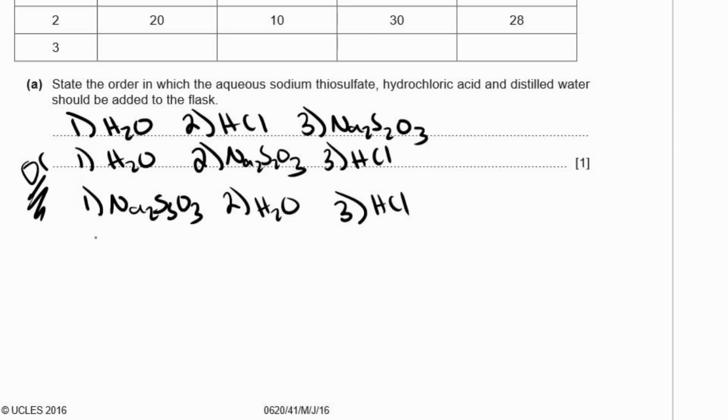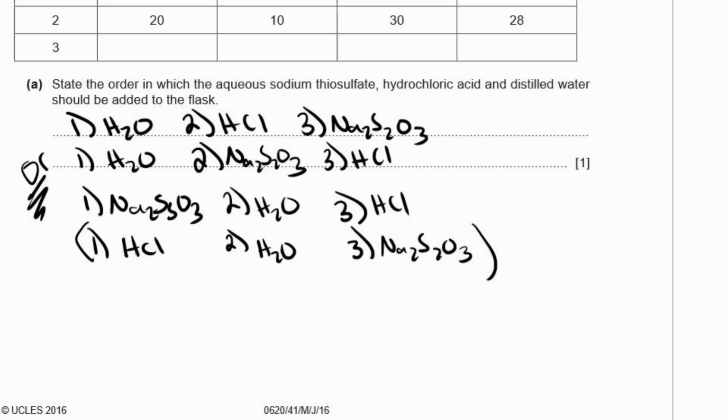The other thing you could do, which I would actually say would count as a wrong answer, but it's counted as a right answer. You could add hydrochloric acid, and then you could add water, and then you could add Na2S2O3. The reason I'd say this is because you always add your acid to your water. This is a safety thing. So I'm surprised that they accept this as an answer, but it would make the reaction work. It just wouldn't be as safe as the other options.